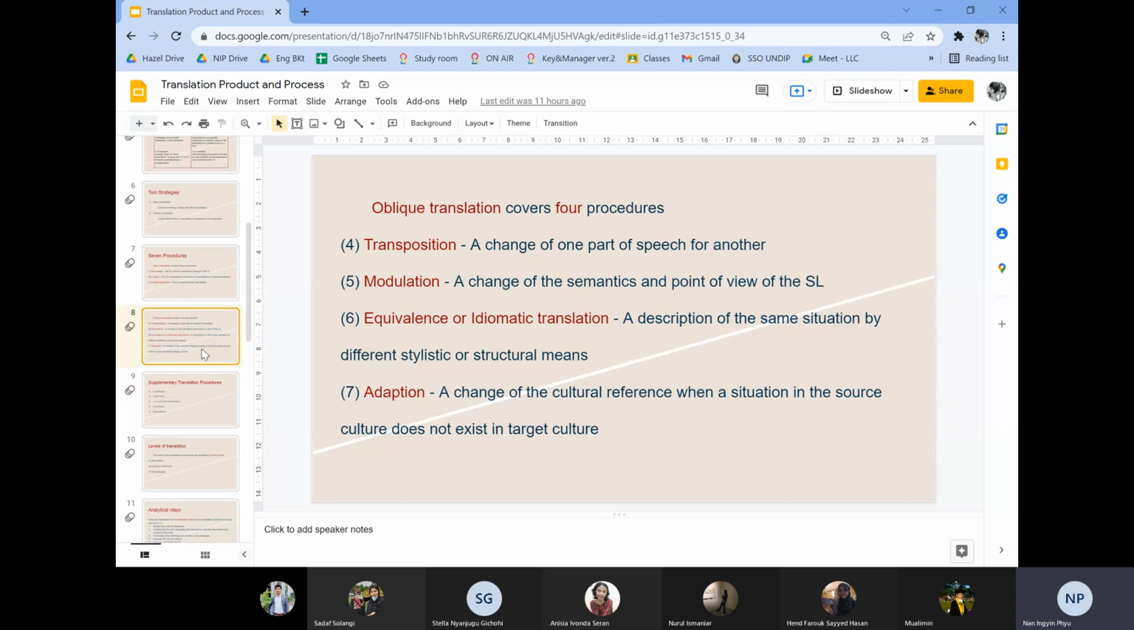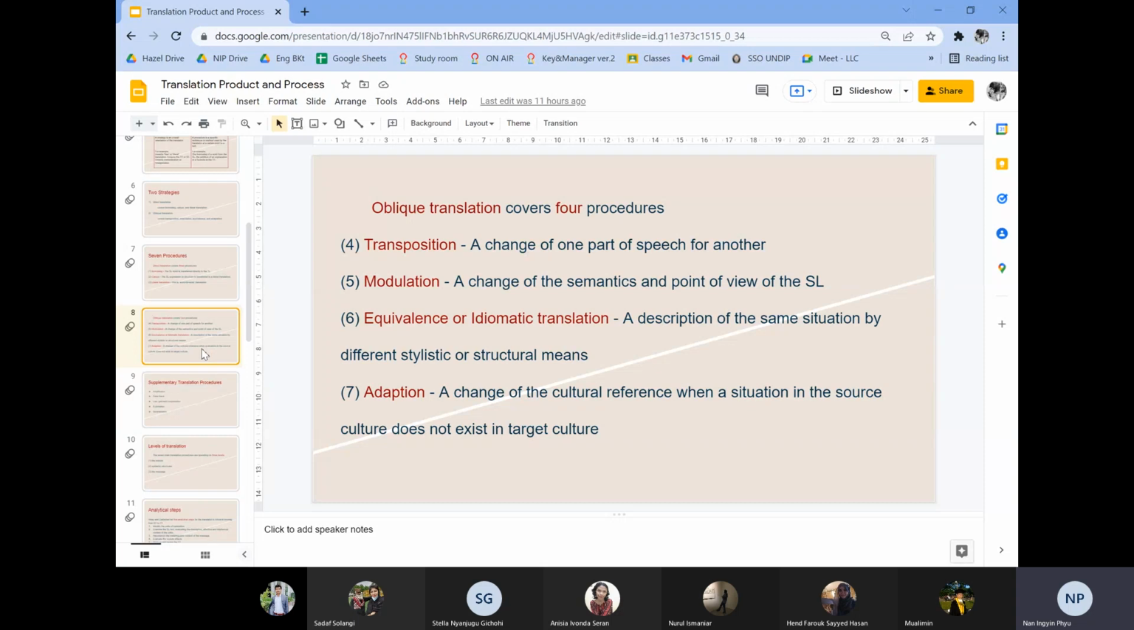But to translate it, we have to change it into the noun to be able to convey the correct meaning. So in this kind of situation, we have to use transposition. And then also the modulation. Modulation is the change of the semantics and point of view. This time, it's becoming a little bit advanced because they even change the point of view.